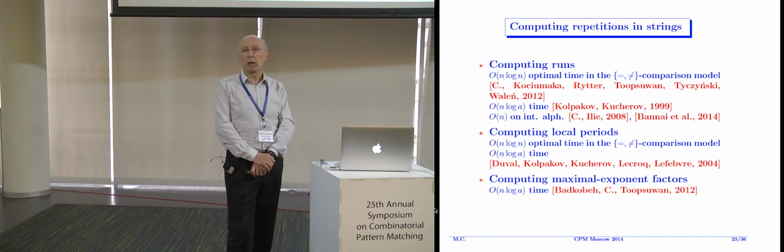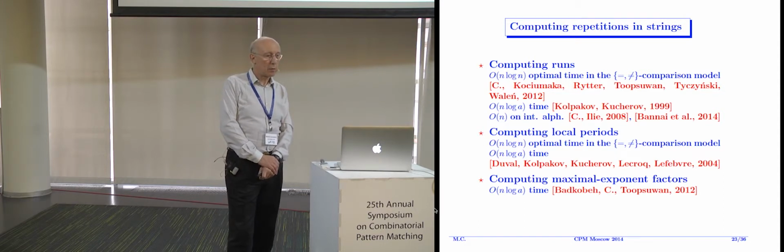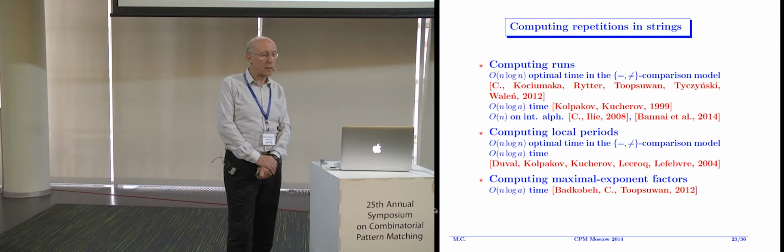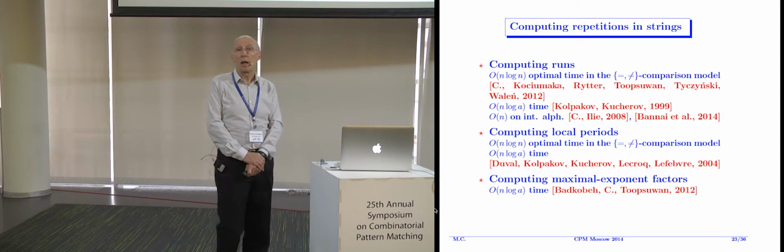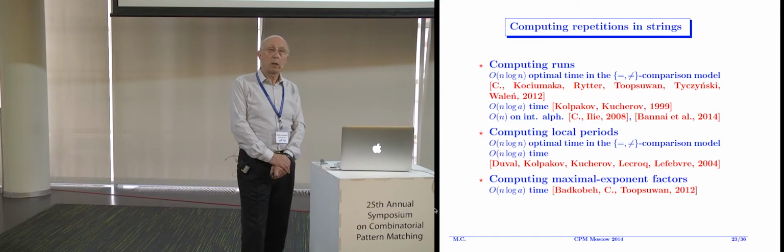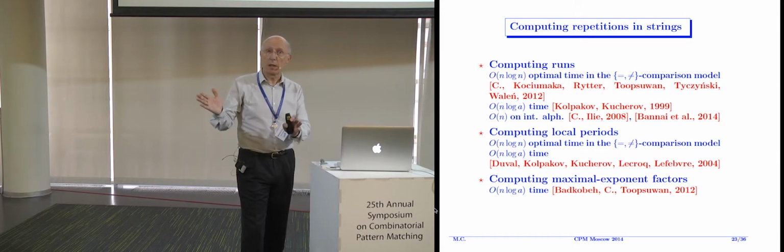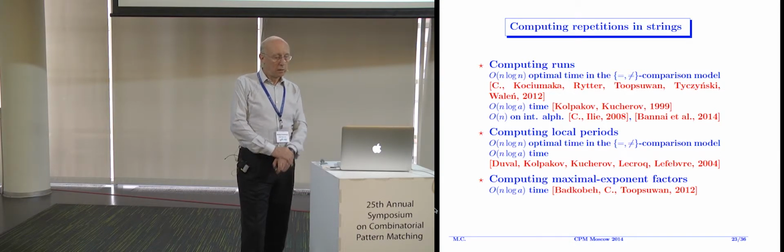So it is known that we can find runs. It was known before that we can find runs in linear time on an integer alphabet, or n log log n or log sigma time otherwise, but it can also be done in n log n time in the equality-only model, and this n log n time is optimal in this model. I'm not sure I have time to discuss that.